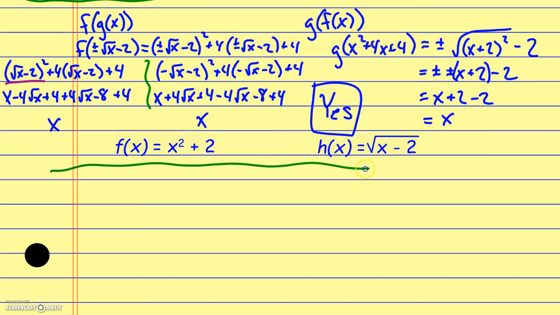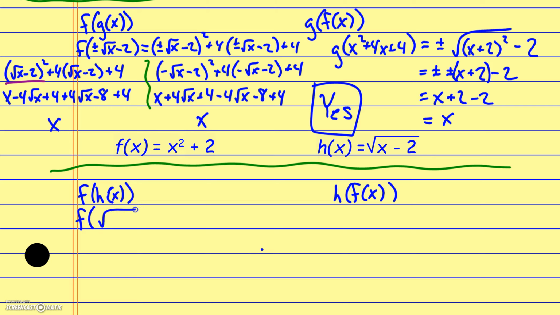All right, when I do something like this, let's do our composition test. So I want to do f of g of x, and then I'm also going to do g of f of x. So here h of x. Sorry, we're dealing with h this time. There we go. So here h of x is the square root of x minus 2.